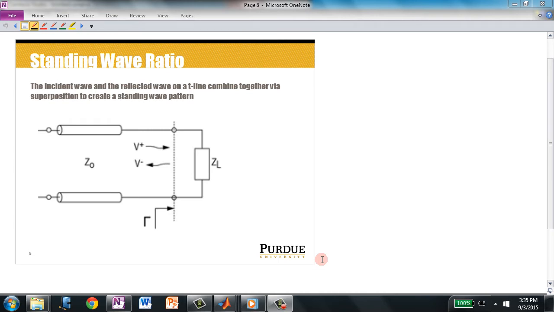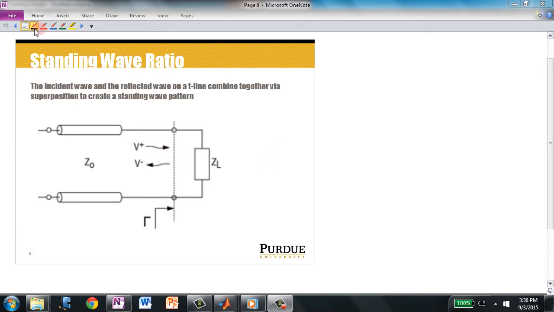Now we know that at AC steady state, when a transmitted wave travels down a transmission line and encounters an impedance boundary, such as the interface between a T-line and an electrical load, some of the electromagnetic wave is going to be transmitted to the load, but some of it is going to be reflected back towards the source. The reflection coefficient, gamma, relates the ratio of the reflected wave to the amount of incoming wave.